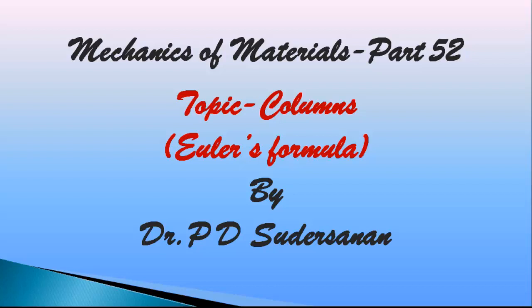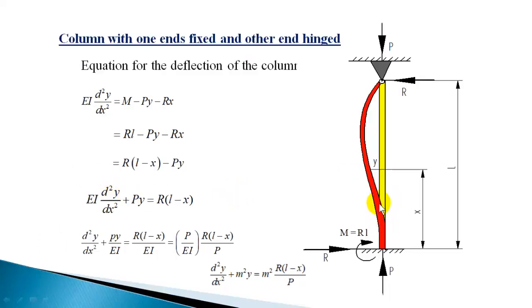In today's class, I'll explain the Euler's critical load for a column with one end fixed and the other end hinged. In this case, the column is fixed at one end and hinged at the other end, or you can say one end of the column is fixed in position and direction, and the other end is fixed in position only.